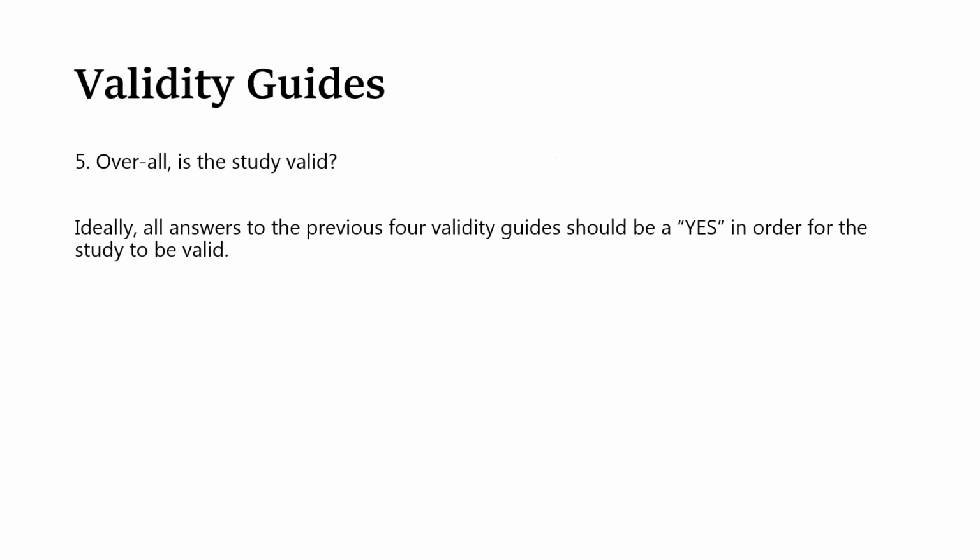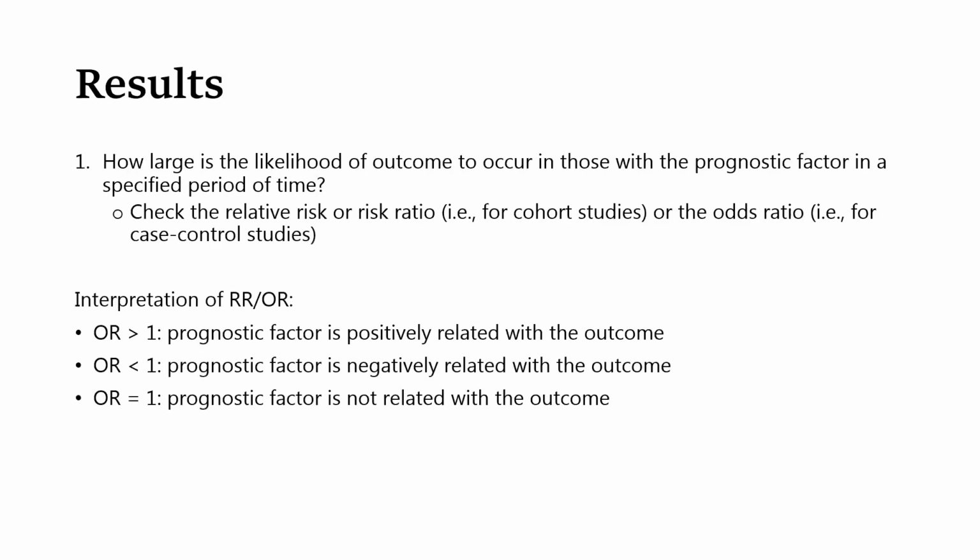Overall, is the study valid? Ideally, all answers to the previous 4 validity guides should be a yes in order for the study to be valid. For the results, we look at the RR for cohort studies or OR for case control studies. RR or OR greater than 1 means the prognostic factor is positively related with the outcome.